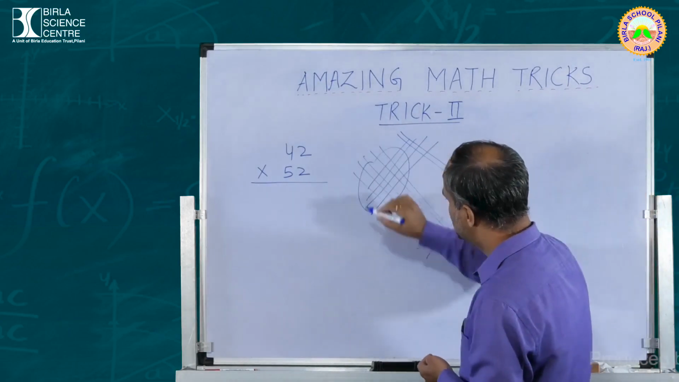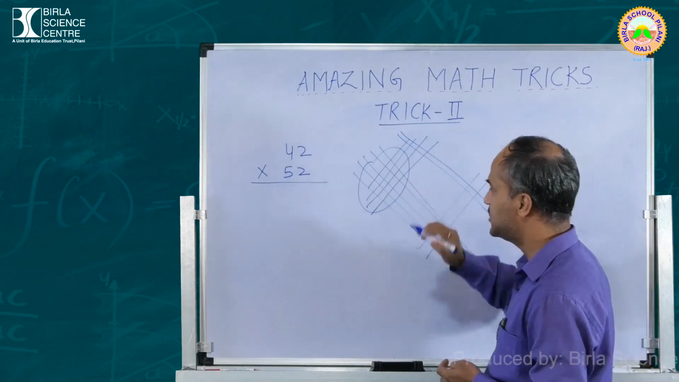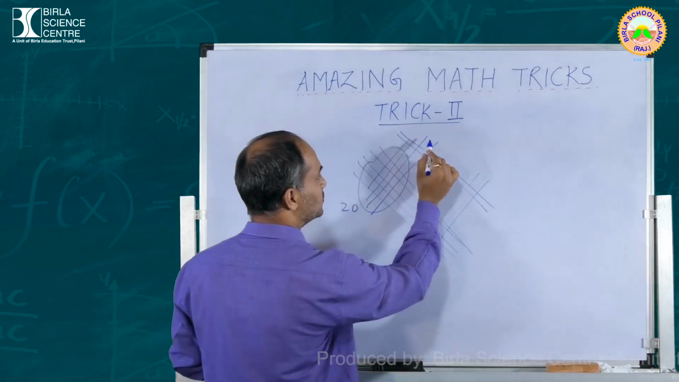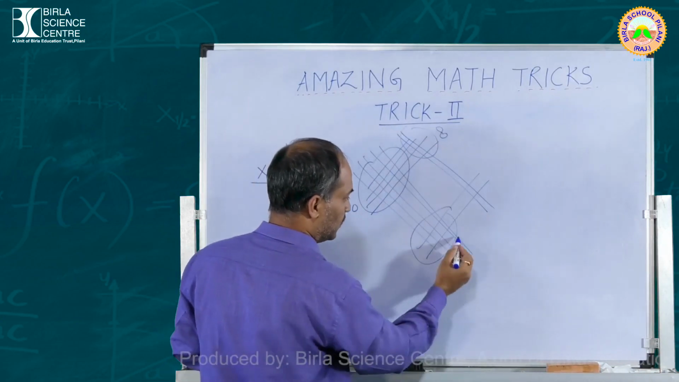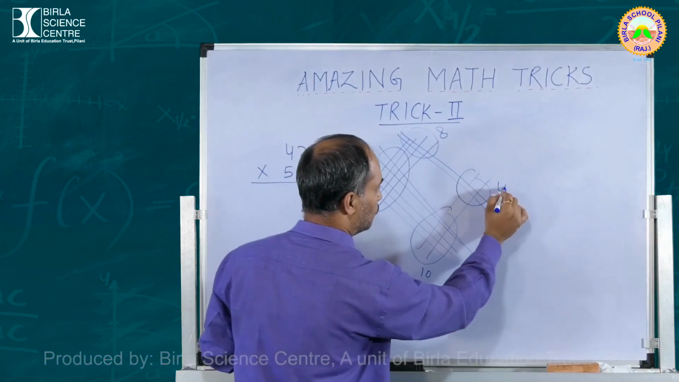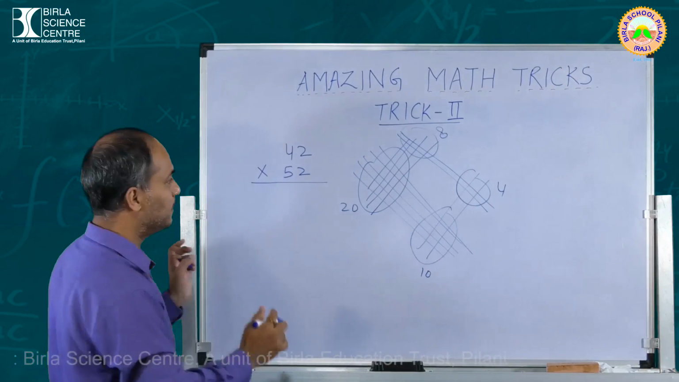So what is this? 5 and 4. 5 4s are 20. So we get the number 20 here. So this is 4 and 2. 4 2s are 8. Here 5 2s are 10. And here 2 2s are 4. So what is the answer? Now we are writing the answer directly.